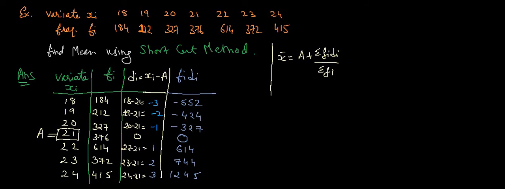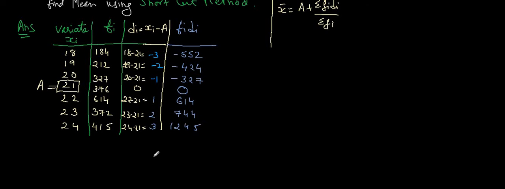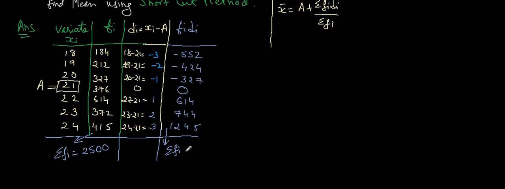Now afterwards, what do we need to do? We need to find the sigma fi and sigma fi di. So this is our sigma. Sigma fi, if you add all these, how much are you going to get? That is 2500. And if you add this column, you get sigma fi di equal to 1300. So I hope you understood this part.